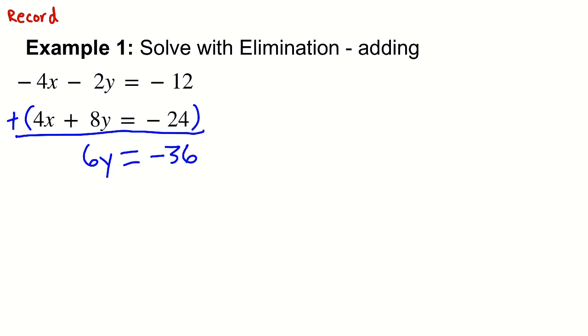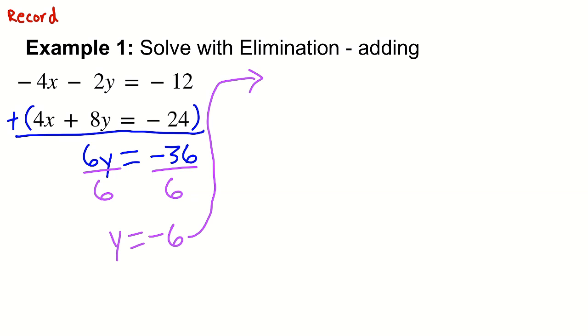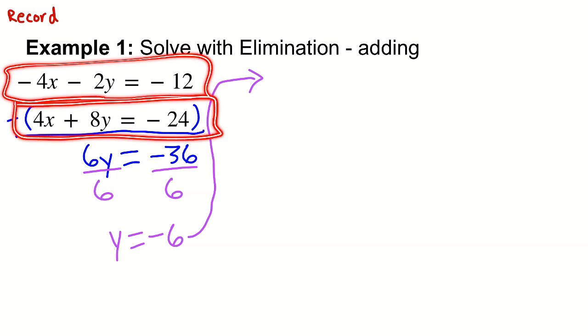All right. Now we have 6 times y is equal to negative 36. The inverse operation of multiplication is division. So we're left with y is equal to negative 6. Now we've found our value of y. Now we need to find our value of x. And we can use either one of these two equations. It doesn't matter which.